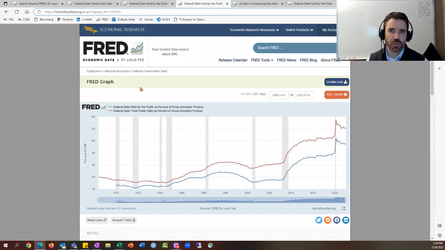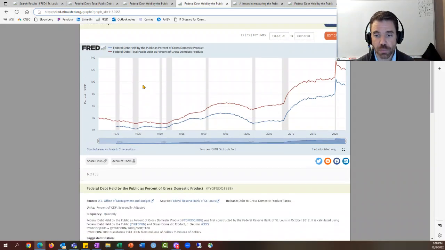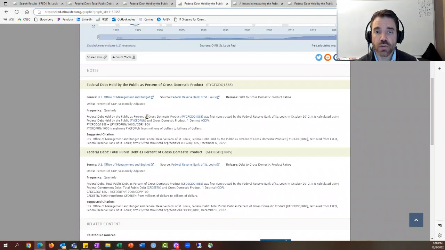Now, I want you to go further as you're working on your proposals. It's a fraction, right? Numerator, denominator, debt to GDP. How do you get those series so you can plan a little bit better? If you scroll down, you can see the actual specification used. These are mnemonics from the FRED database. They show you the specification, and you could call up each of these series.